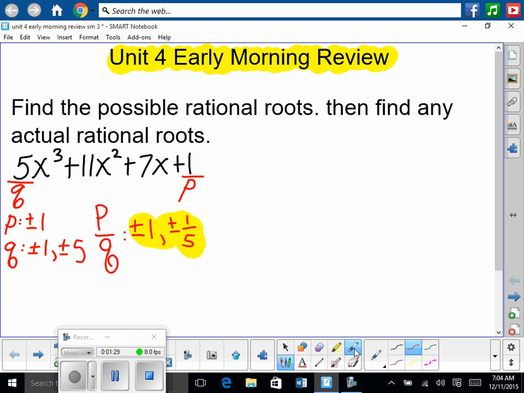So if I graph this, I go, y equals 5x cubed plus 11x squared, and then plus 7x plus 1, and I hit graph. So I can see it. My window right now is on -10 and 10, and I can see it pretty good. So I see it looks like it's crossing in, it looks like 3 places. So I'm going to get in there closer. My window I'm making -5 and 5.